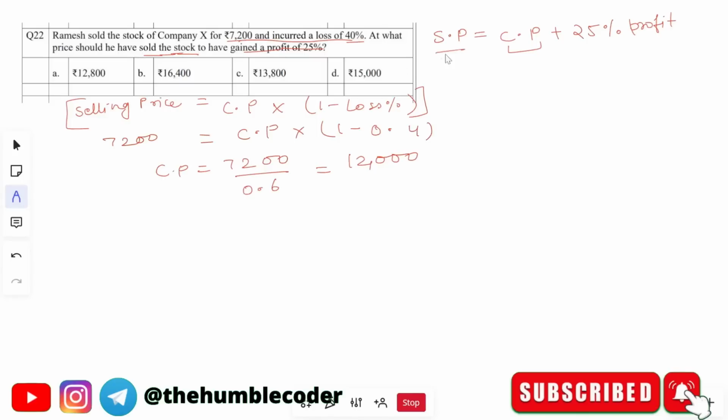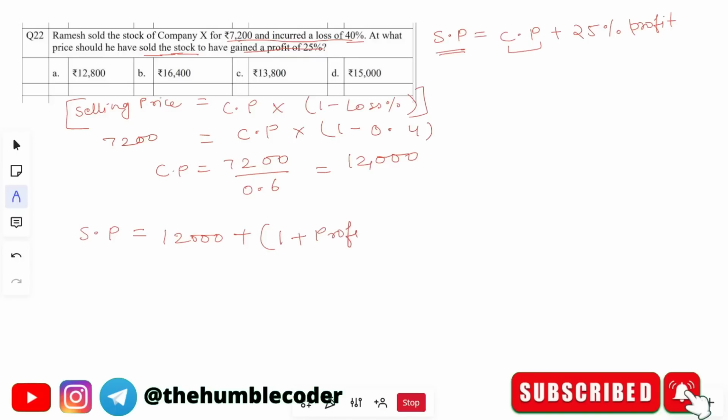So in our final answer, what we have to find out is the selling price, right? Which is the desired selling price. So for the desired selling price, first we will need the cost price. So now we have found out the cost price, and then 25% profit. What if we would have 25% profit? So if we would have got 25% profit, then what we would do is 1 plus profit percentage, okay?